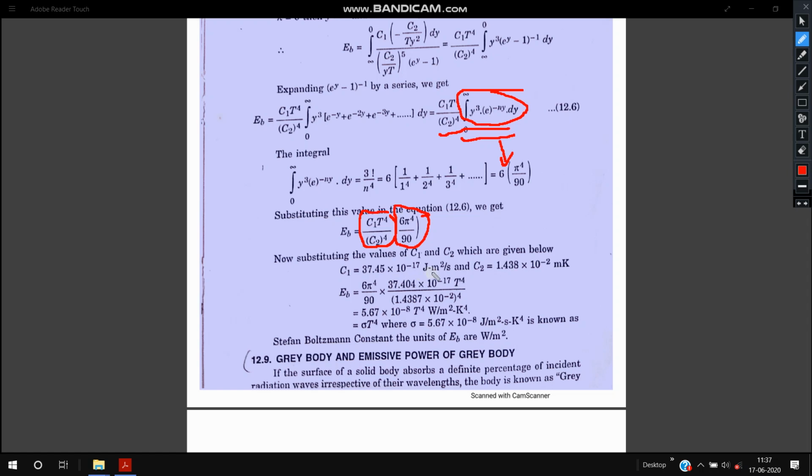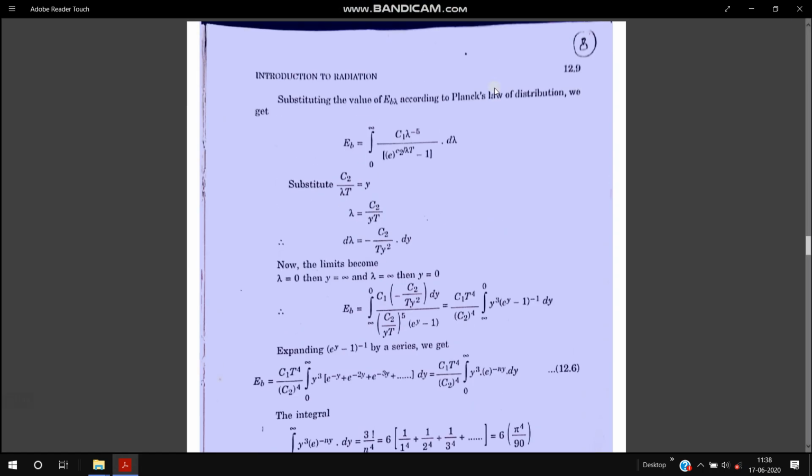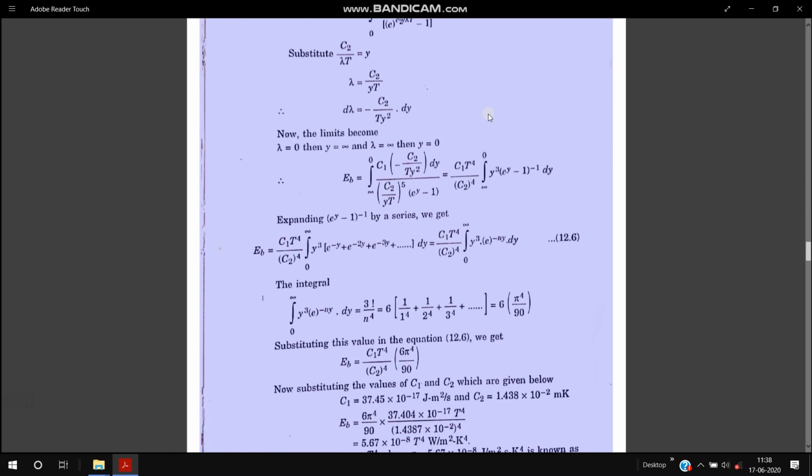C1 equals 3.745 into 10 raised to minus 16 joule meter square per second, and C2 equals 1.438 into 10 raised to minus 2 meter Kelvin. We get E_b equals 5.67 into 10 raised to minus 8 T raised to 4. This is equal to sigma T raised to 4, where sigma equals 5.67 into 10 raised to minus 8 watt per meter square Kelvin raised to 4. This is how we have proved the Stefan-Boltzmann law. In your lab, you are doing an experiment for verification of the Stefan-Boltzmann law.